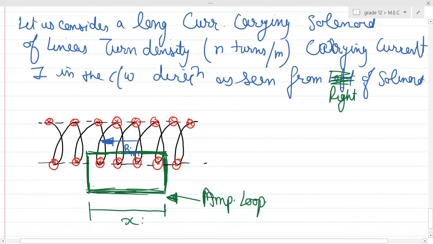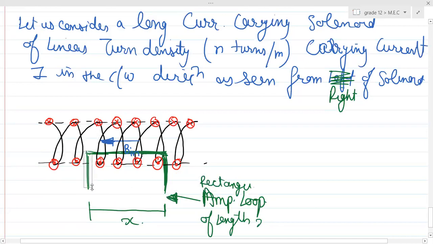What is the length of this loop? Let us consider a rectangular Amperian loop of length x, and the breadth doesn't matter. Okay? And what shall be the direction of this loop? Yes, please tell me what shall be the direction of this loop. Can anyone tell me?